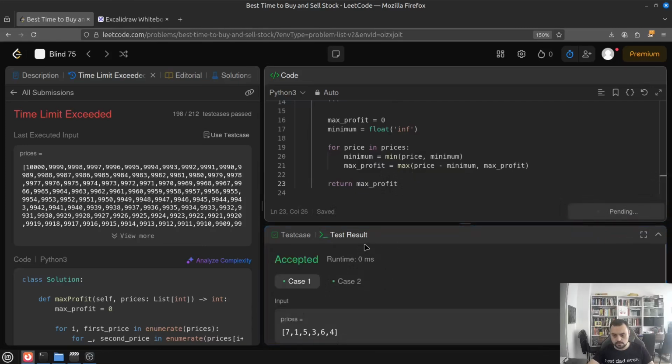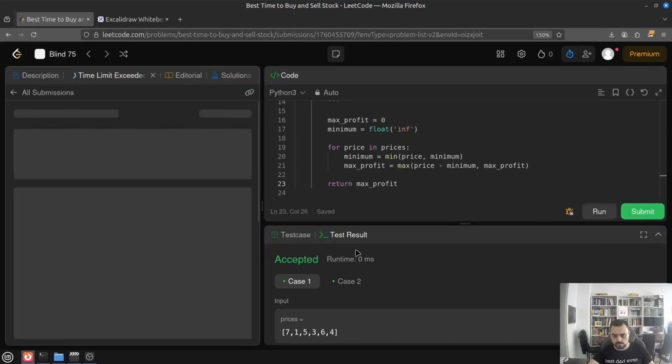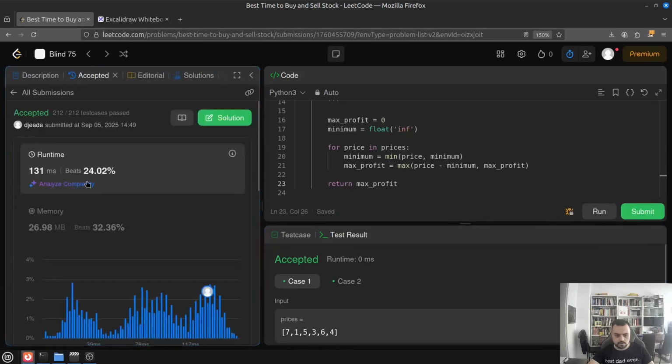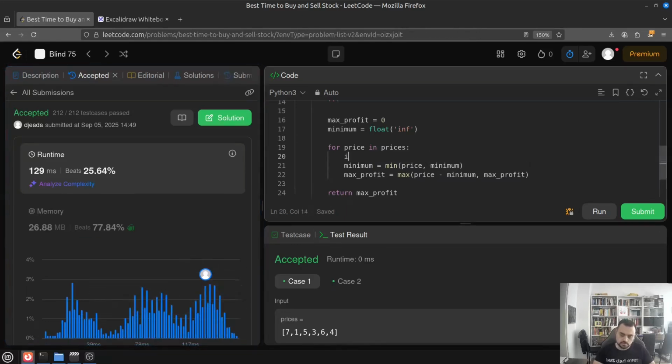Okay, first two cases work correctly. And we beat only 24%. Let's try again. And we are still on this side. So let's try to optimize it a little bit.